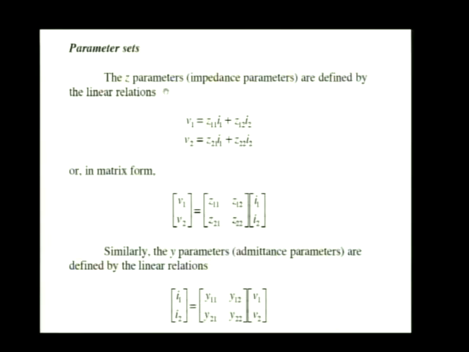For the Z parameters, we treat the voltages as being the unknown quantities. V1 and V2 are the quantities that we would like to compute based on known values for the port currents, I1 and I2. So in general, we write V1 as a linear combination of I1 and I2 with coefficients Z11 and Z12 multiplying the currents. V2 as a linear combination of the two currents I1 and I2. And that's how we define the Z parameters.